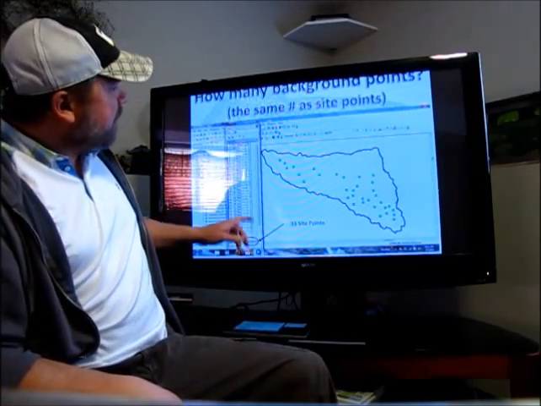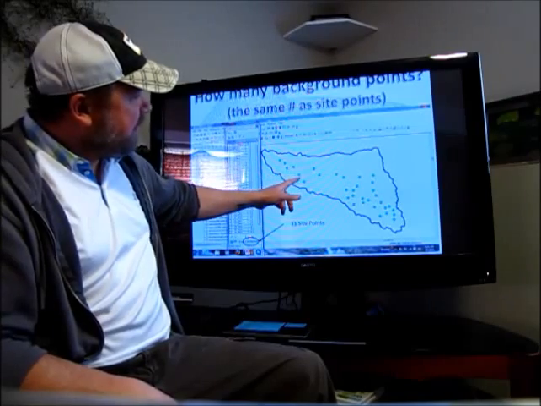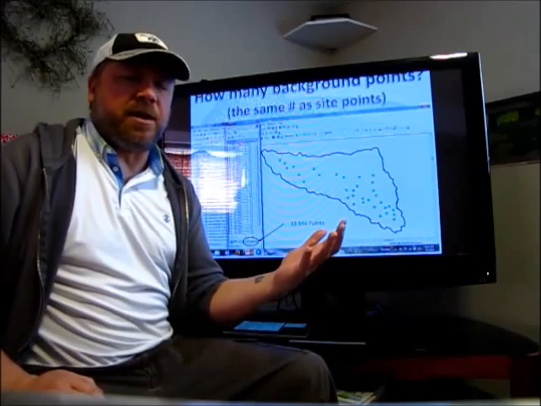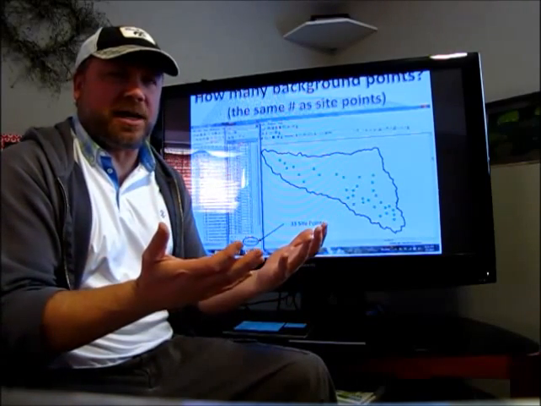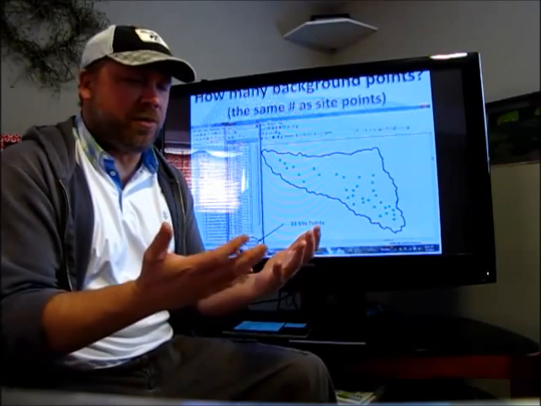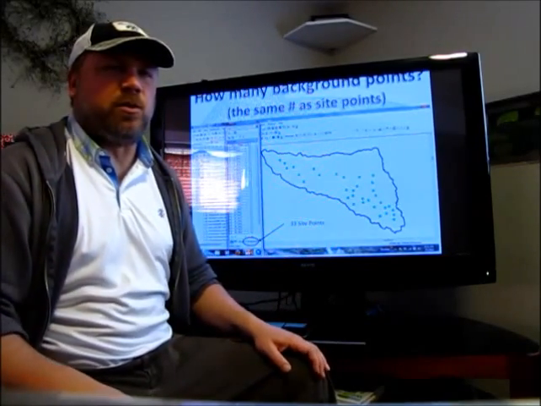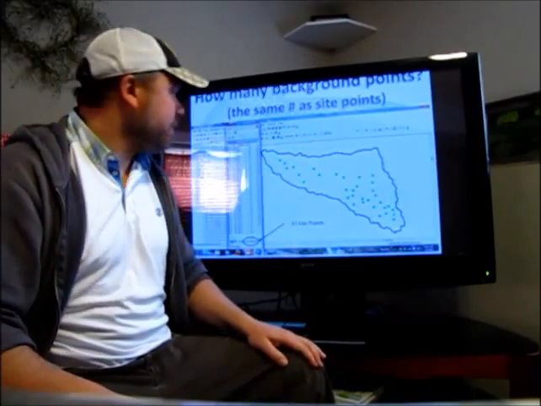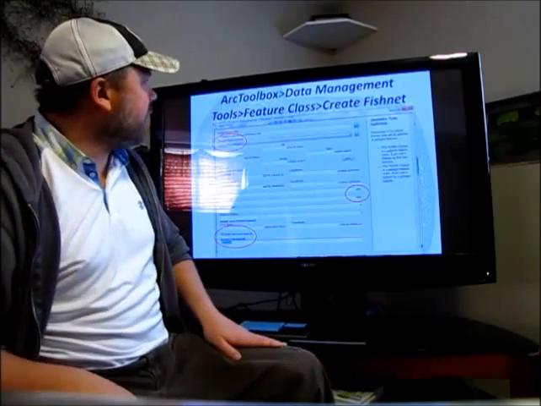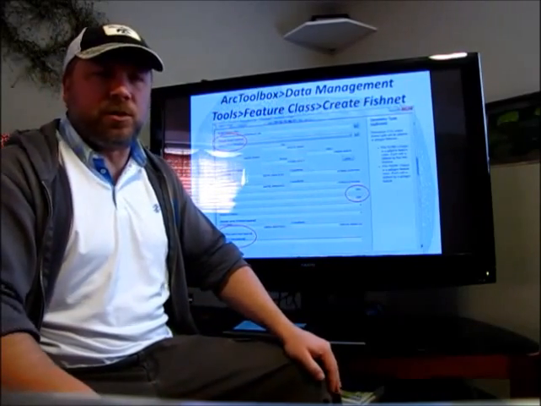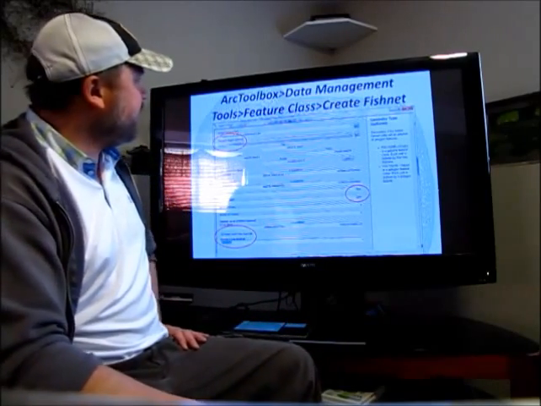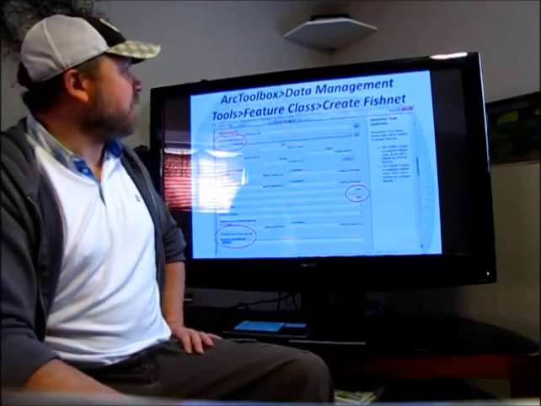Okay, so there are 33 of these site points. They are our dependent variable. It's always a good idea to have the same sample size where possible for your independent variables. So we're going to come up with 33 background points, or what we might call non-site points. And the way we're going to do that is we are going to use the fishnet tool in ArcGIS. So we're going to go to the Arc Toolbox, Data Management Tools, Feature Class, and then Create Fishnet.